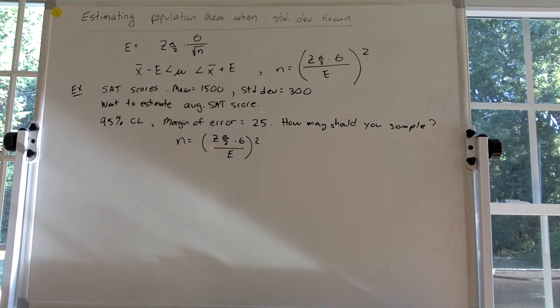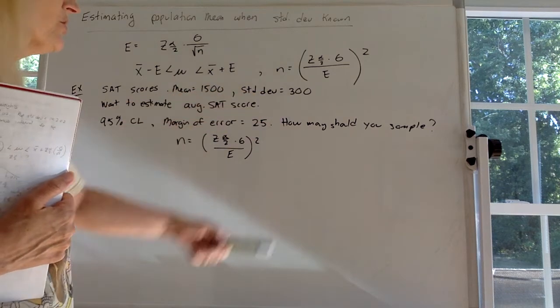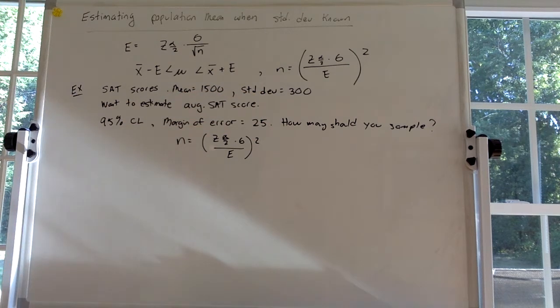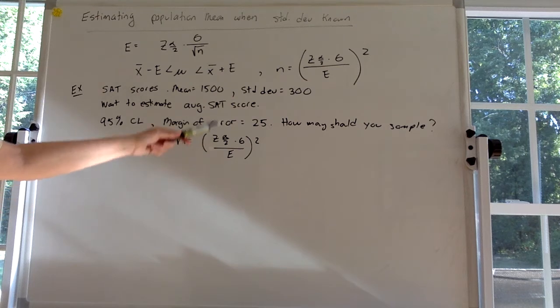So here's an example. We have SAT scores. The mean is 1500. The standard deviation is 300. We want to estimate the average SAT score. So in order to do that, we have to take a sample. So that means they're asking us how many should we sample. So that's the n equation, like how many should we sample.